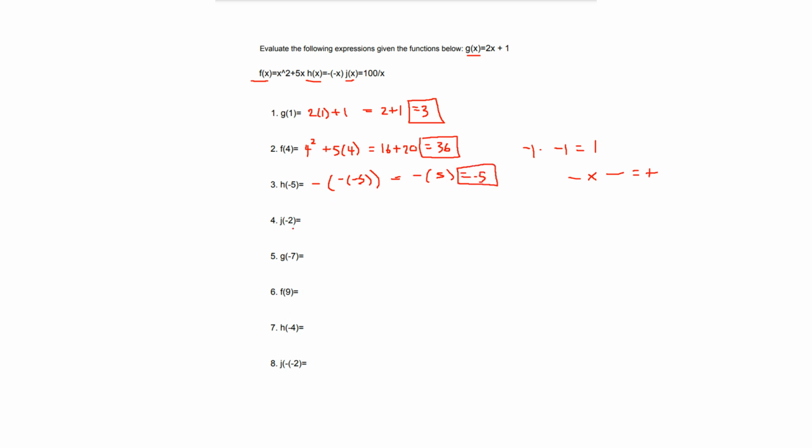j of negative 2, we're plugging in negative 2 for x. So we have 100 over negative 2. 100 divided by 2 is 50, but it's negative, so we have negative 50 for number 4.